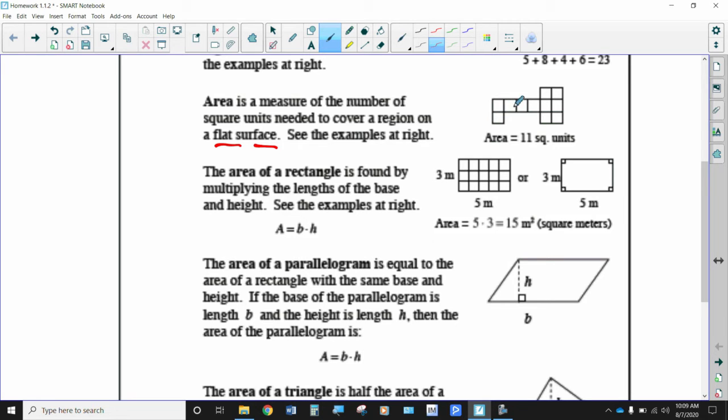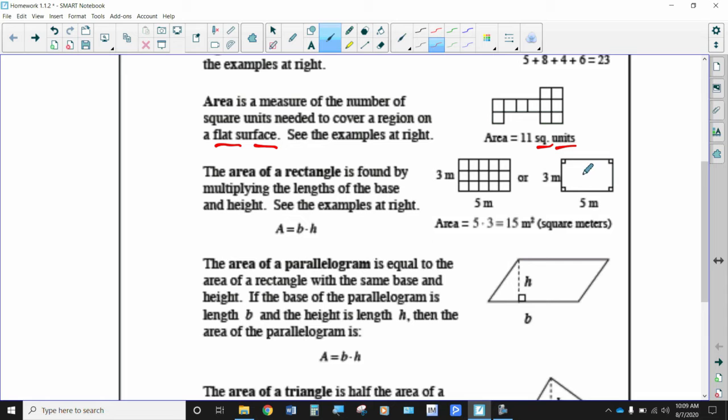So for instance, 1, 2, 3, 4, 5, 6, 7, 8, 9, 10, 11. We don't know if those are centimeters or inches or meters or miles or whatever. So if they don't have any unit of measurement, we'll just call them units, and these would be square units. Here is a 3 by 5 rectangle, so this would be filled up with 15 total square units.